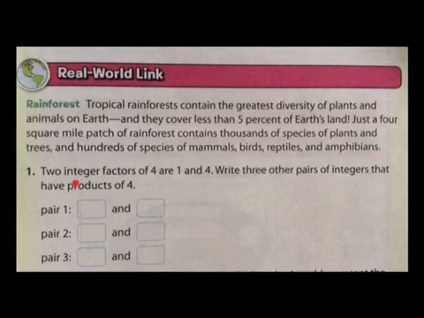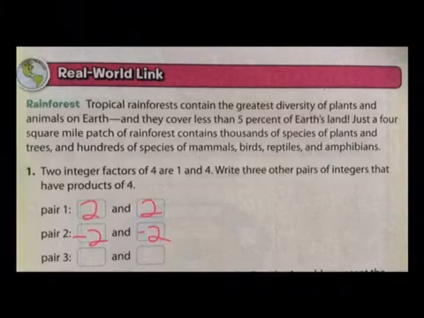Number 1. Two integer factors of 4 are 1 and 4. So these are both factors of 4, right? 1 times 4 is 4. Write three other pairs of integers, positive or negative, that have products of 4. For example, 2 times 2 is 4. You could also say that negative 2 times negative 2 is positive 4. Or negative 1 times negative 4 is also positive 4.